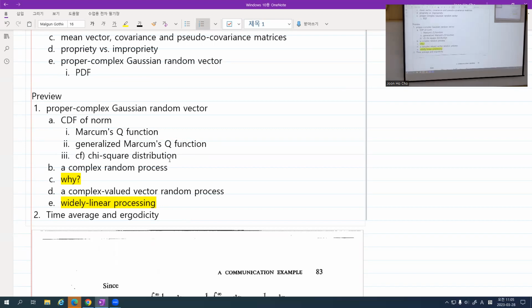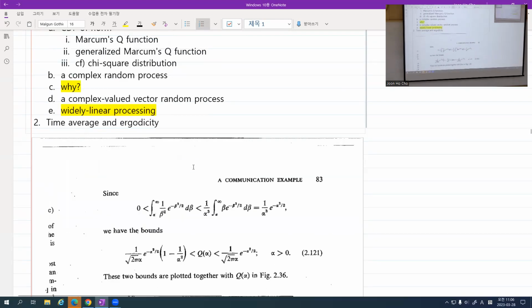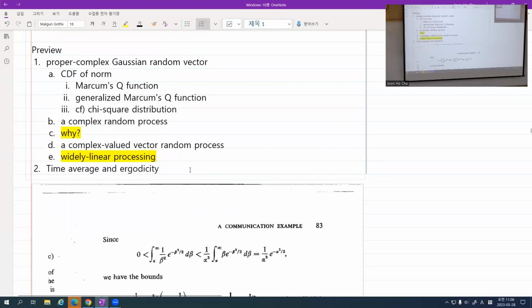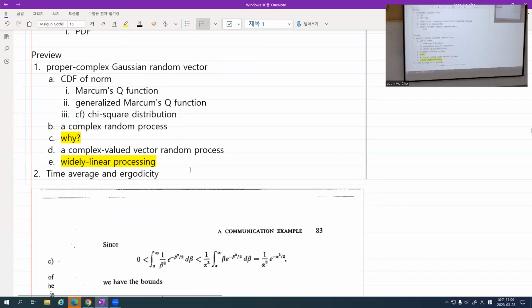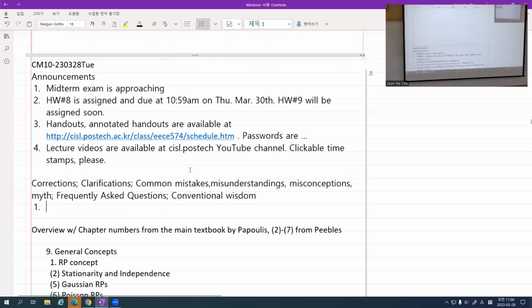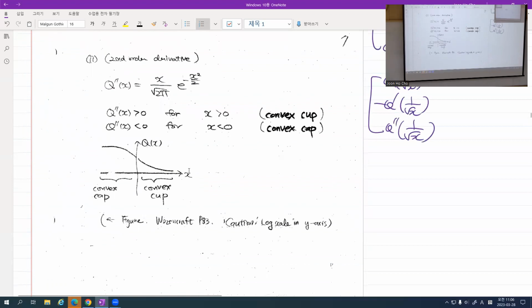Okay, preview. Proper complex Gaussian random vector, CDF of norm, Marcum's Q function, generalized Marcum's Q function, and related distribution called chi-square distribution. And you may have heard about chi-square distribution, and then you'll be interested in finding the relation between chi-square, central or non-central, with the Marcum's Q function and generalized Marcum's Q function.